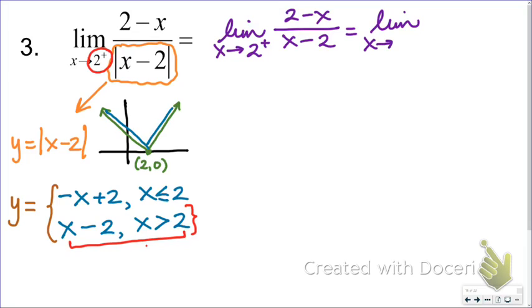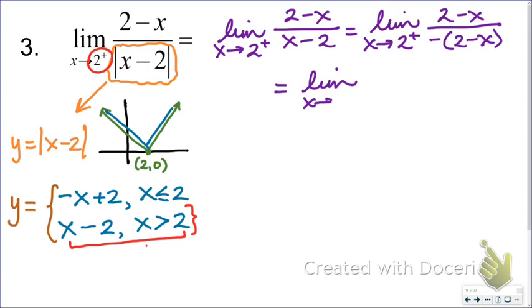So remember, you could write this as 2 minus x over, I can take a negative sign out of the bottom and get 2 minus x. And then if I reduce that, well, then I just get negative 1, because I can cancel this, and this, and I have negative 1, and the limit of a constant is that constant.